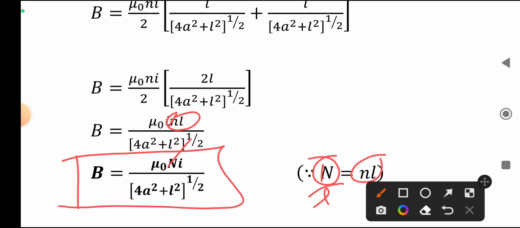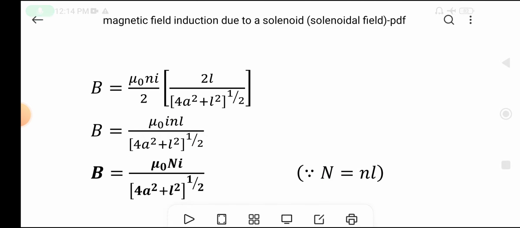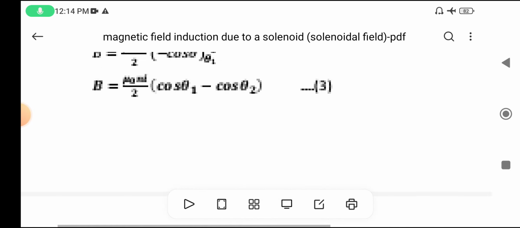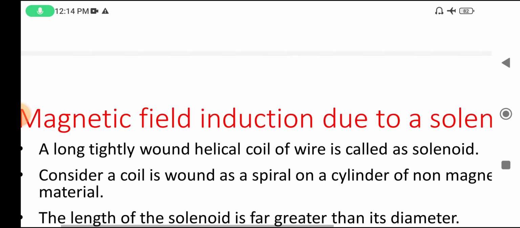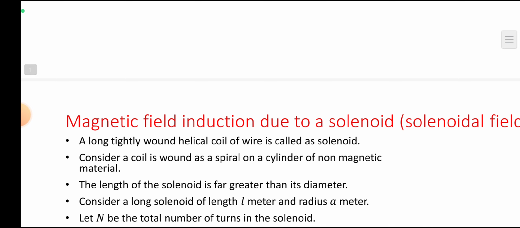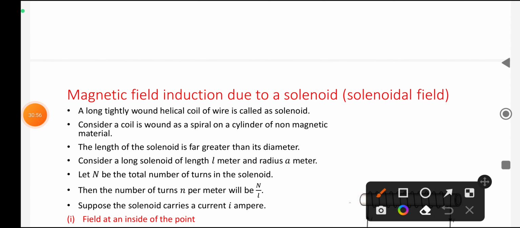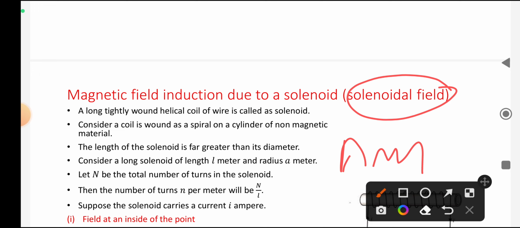Okay, so this is the magnetic field due to a finite length solenoid; already for infinite length we got it. So okay friends, this is very, very important. It is by using the Biot-Savart law only, the solenoidal field. So again we have the magnetic field induction due to a solenoid by using Ampere's law, but this is by using the Biot-Savart law.